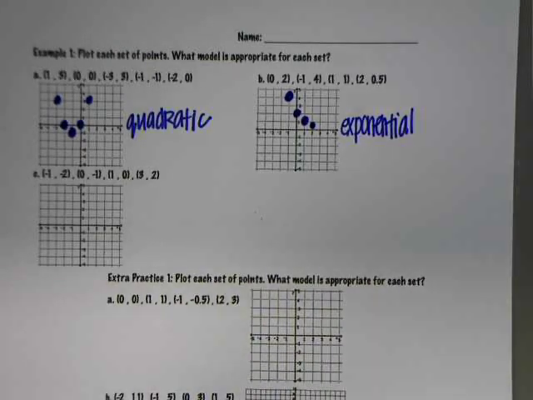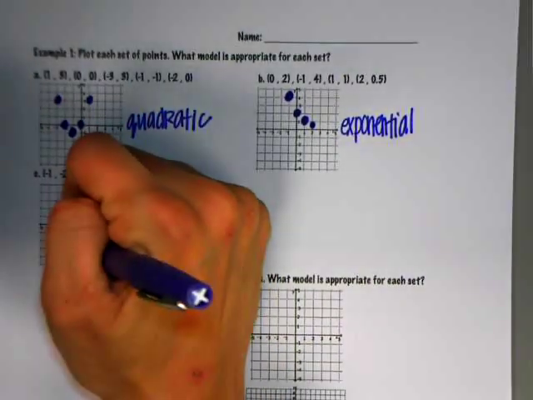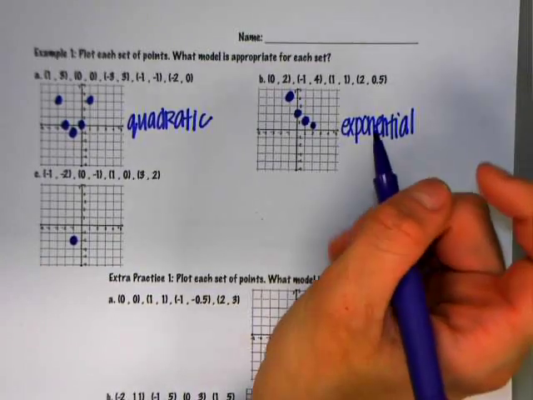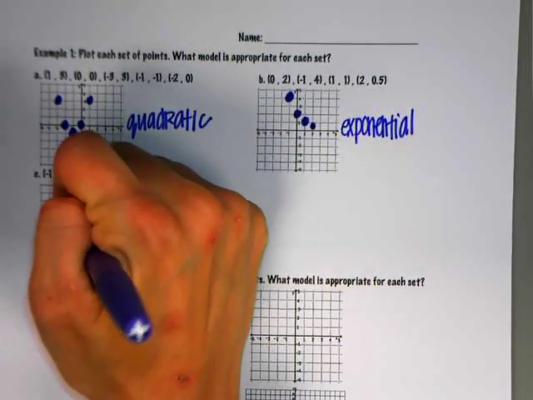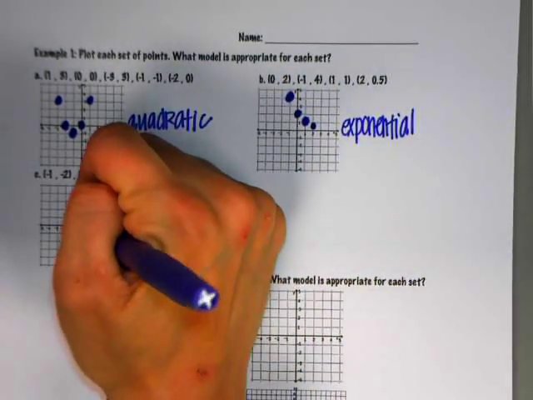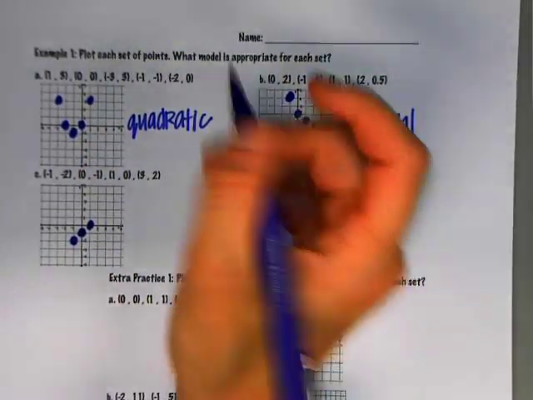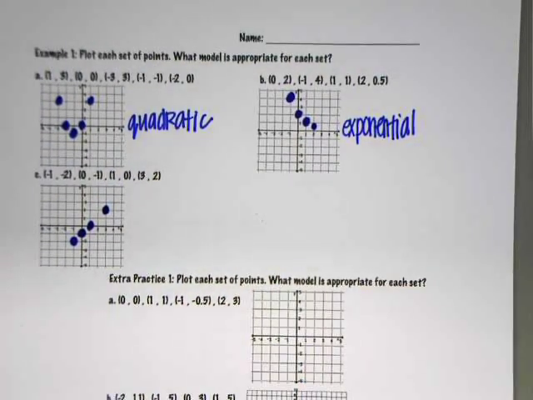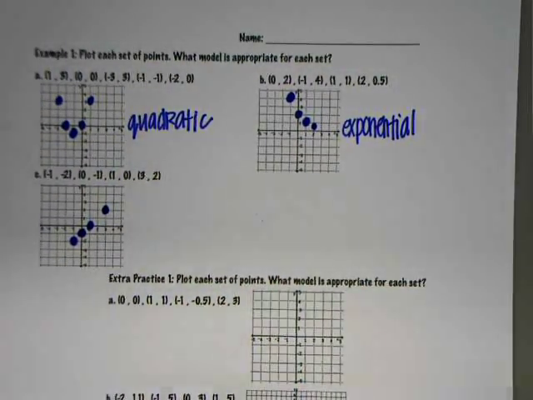And then for C, (-1, -2) is left 1, down 2. (0, -1) is at negative 1 on the y-axis. (1, 0) is at positive 1 on the x-axis. And then (3, 2) is right 3, up 2. So what kind is that going to make? Linear. Yeah, because it's a straight line.